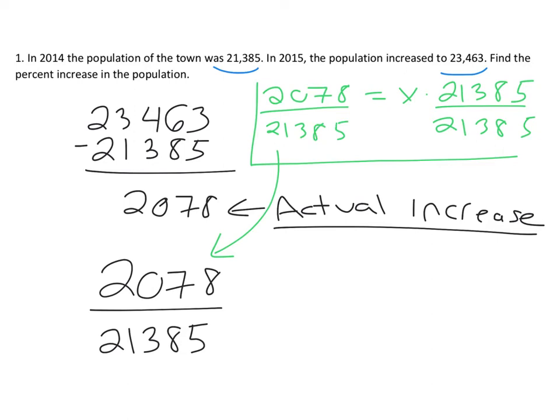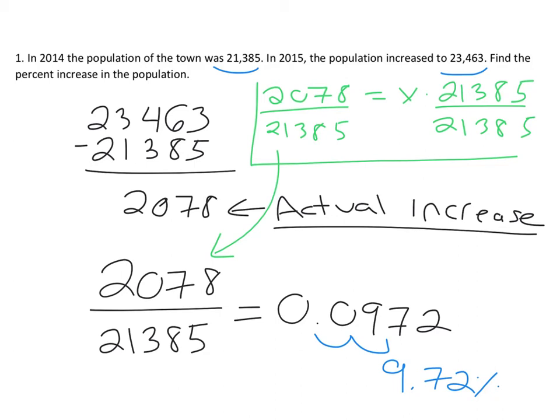Okay, so putting this into my calculator, 2,078 divided by 21,385, what I'm getting is 0.0972. So that's putting it as a decimal, but we want our final answer as a percent. To change this from a decimal to a percent, we move the decimal place over 2 units. So 1, 2. And what we're left with is 9.72%.